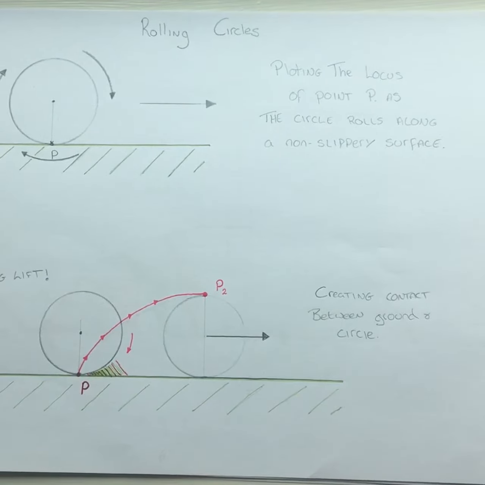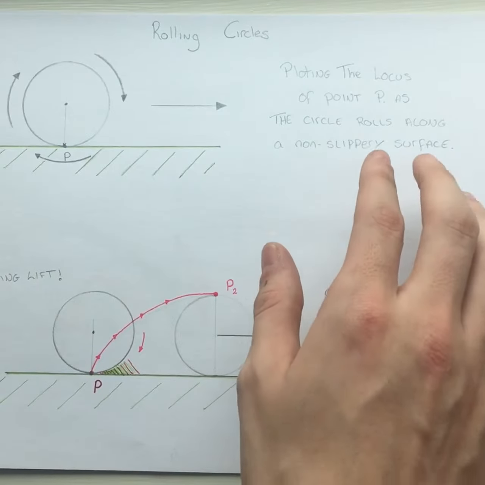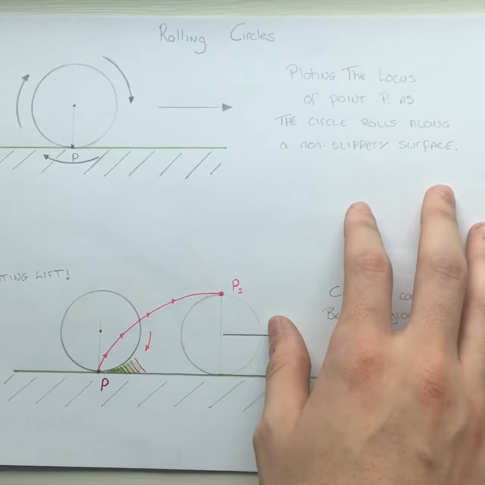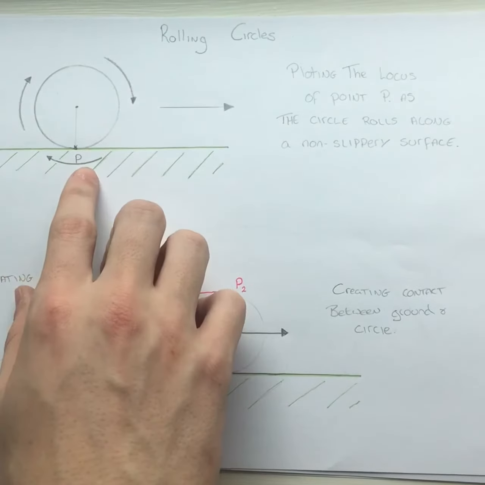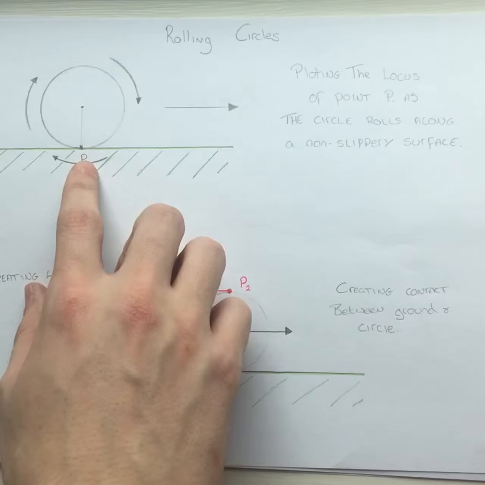I'm going to walk through a basic question surrounding the topic of rolling circles: plotting the locus of point P as the circle rolls along a non-slippery surface. The circle here, point P, as your surface. The circle is rotating in a clockwise direction.